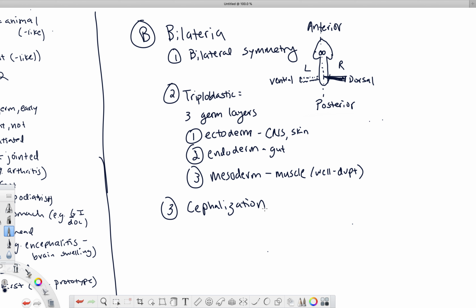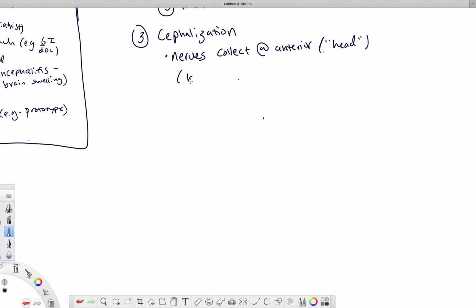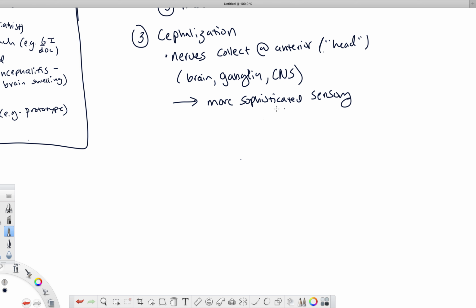It kind of goes along with bilateral symmetry. Basically that means the nerves collect at the anterior, as in they now have a head. So you get something like a brain or ganglia. You can get a central nervous system completely. And you've got nerve cords and such. Why is this advantageous? It allows more sophisticated sensory structures.